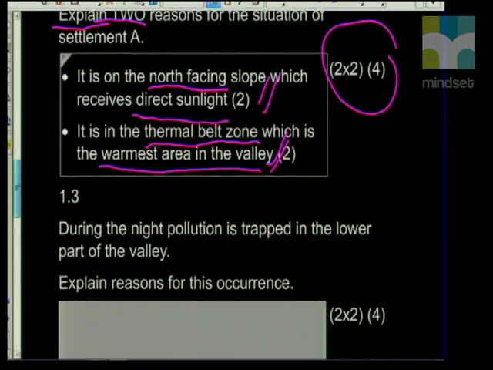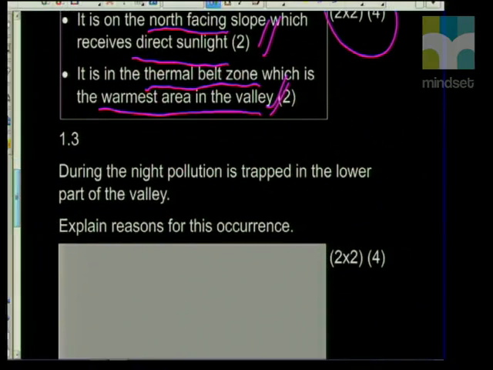All right. Let's look at the next one. Let's try and make sense of this question. During the night, pollution is trapped in the lower part of the valley. This is a nice question, right? Because it includes so many different aspects and you make sense of it. It takes that resource further, learners, so you don't only just get it from the resource, but now you apply it to your knowledge that you picked up in class.